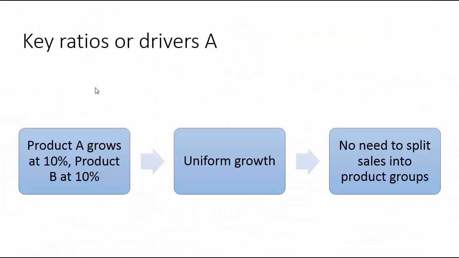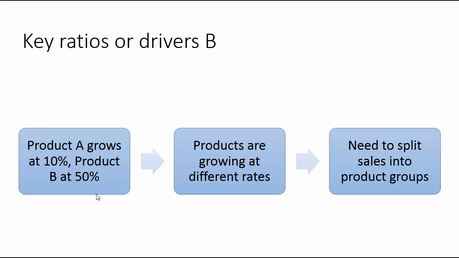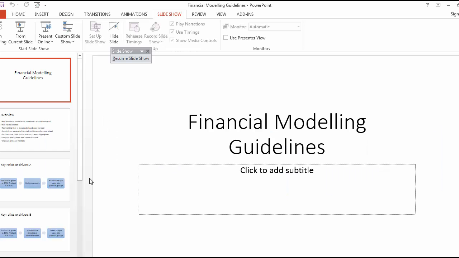We need to decide on our key ratios or drivers. What are we saying here? Well, if we have two products in the business that are both growing at the same rate, then there's really no need to split your products in your financial model. However, if you've got products growing at different rates or products with different product margins, then you need to split them into different groups.